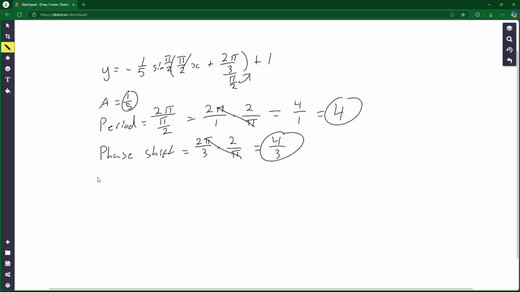Now for our vertical shift. Vertical shift is just equal to 1 up. And because this is positive, the shift is to the left. All right, that was example 2. Sine ones. Now we can go ahead and go into graphs.